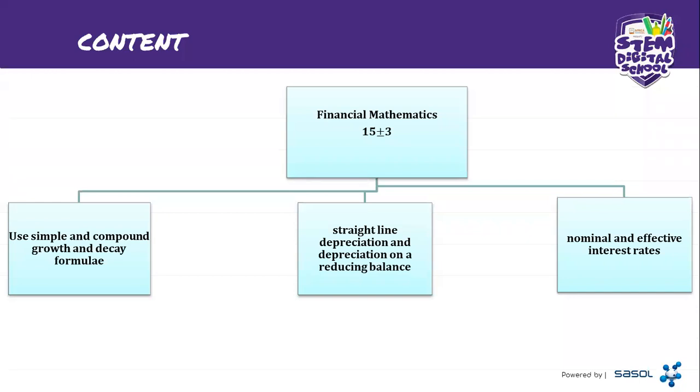Under content we have financial mathematics, which contributes 15 plus or minus 3 marks in paper one out of 150. Under financial maths, the things that need to be revised: one is to use simple and compound growth and decay formulae. Then we also have to look into straight line depreciation and depreciation on the reducing balance method.